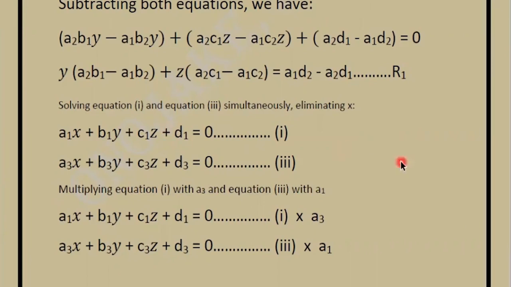Remember, initially we had 3 equations. We've taken 2 and eliminated x. Now we'll take another 2 and eliminate x again. So we can now have R1 and R2. So we do the same process.